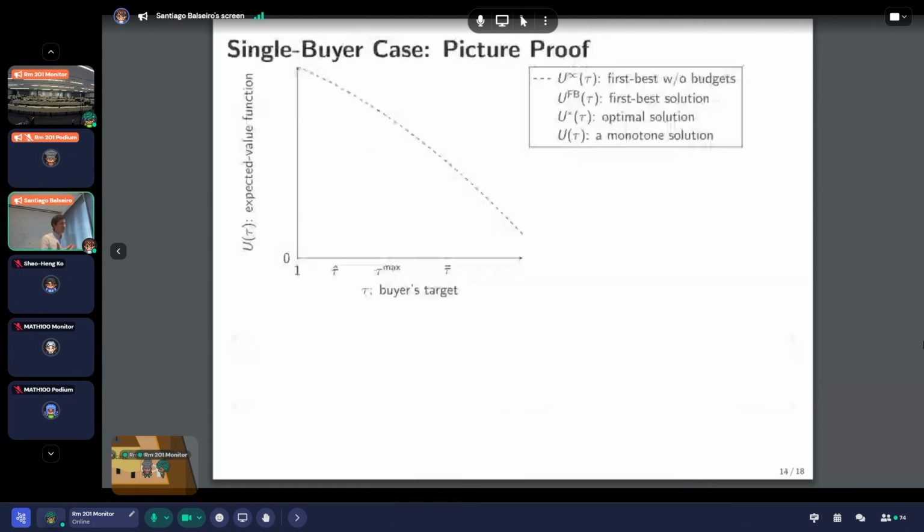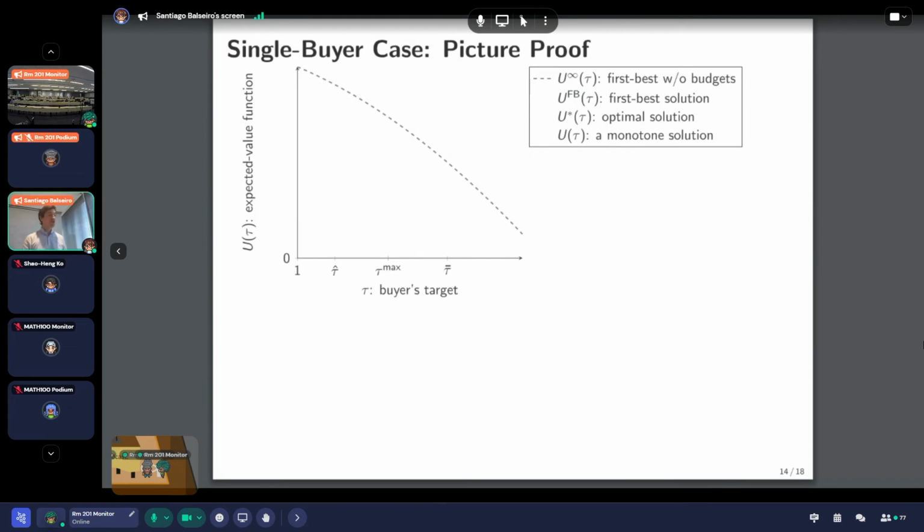And let me give you some intuition of the result. I'm going to try to do it instead of using any math. I'm going to try to do it with a picture. Now here I'm showing you for the case of one buyer. There's only one buyer, so as to simplify the problem. And I have the target here. And then this is the object that we're optimizing over, the expected value function. As I mentioned before, if we don't have any budget, then this is decreasing. So then this can be implemented truthfully.